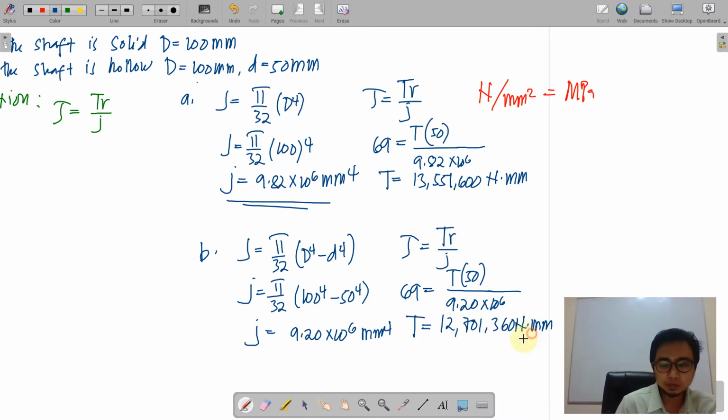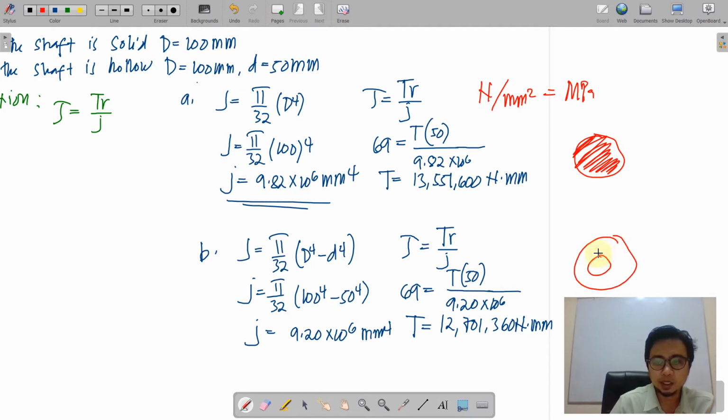And as a result, we have a substantial decrease on the allowable torque of 12,701,360 Newton millimeter. So of course, the capacity of a solid shaft is different to the hollow shaft. The solid shaft is solid without a hole in it, and if we have a hollow shaft, there will be a hollow core in the shaft. Therefore, it is reducing the strength in terms of twisting. So that's it for the first problem.